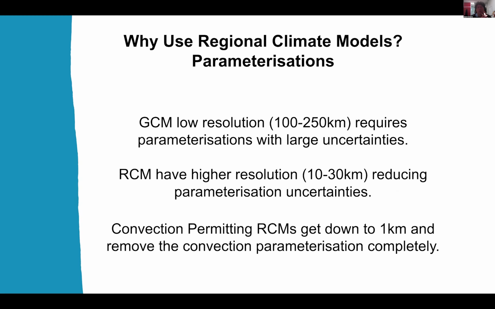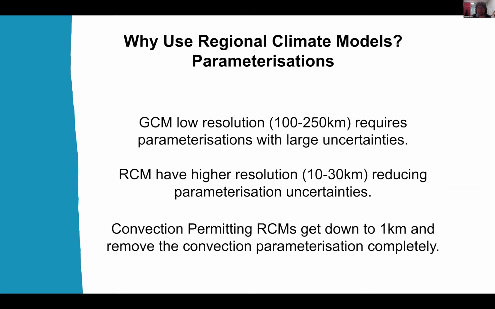Okay, so what about the parameterization? We talked about the fact that we do need parameterizations for a whole bunch of these processes. At GCM resolution, our parameterization is trying to estimate the impact of these very small scale processes at the scale of the grid. For the low resolution GCMs, they're trying to estimate it at the scale of 100 to 250 kilometer grids. So there's a big scale gap between the scale of the processes and the grid we're trying to represent them on, and our parameterization is trying to span that big scale gap.